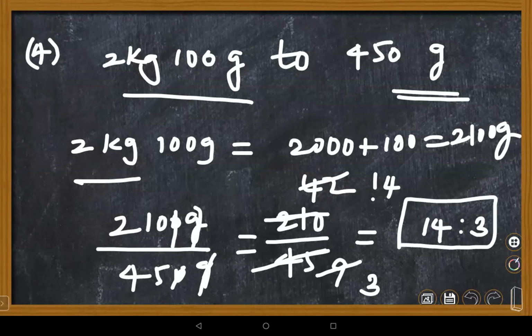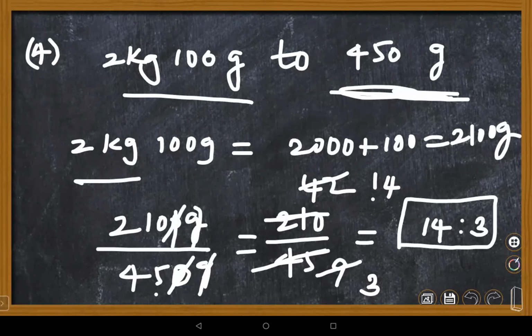This is the way: if any units are not the same, you need to convert into the same units, and then you have to compare. You have to write the simplest form. How did you get 450? Here 450 is given in your question only. So 450 grams, it is given in your question. The 0 on the top and bottom, I cut it. So 210 divided by 45 will go in the 5 table, and 42. Then again we have to reduce by the 3 table. 3 3s are 9, 3 14s are 42.